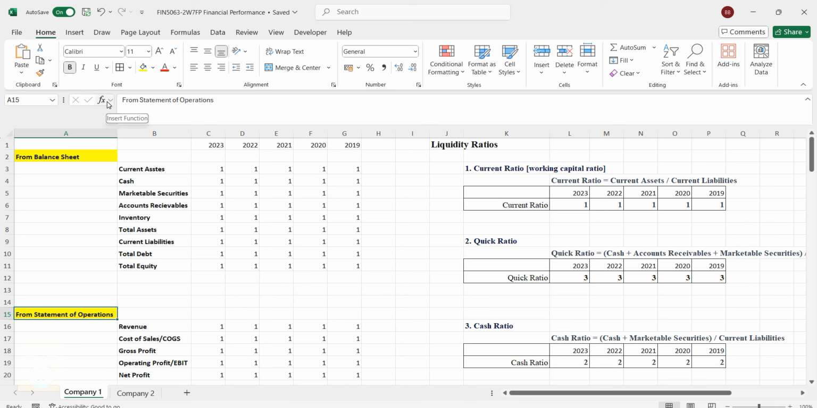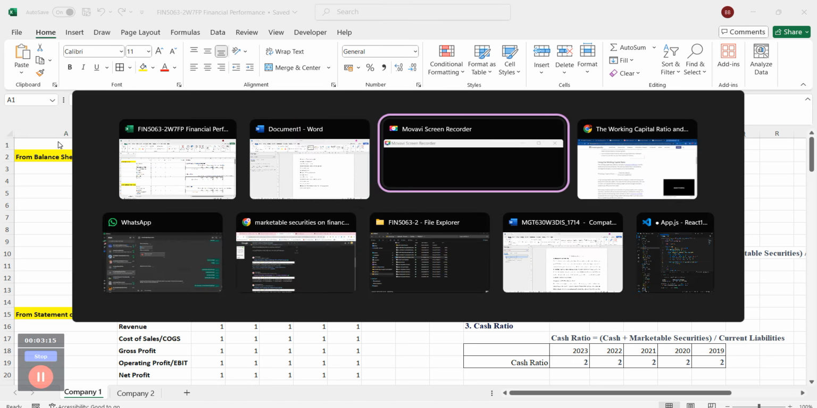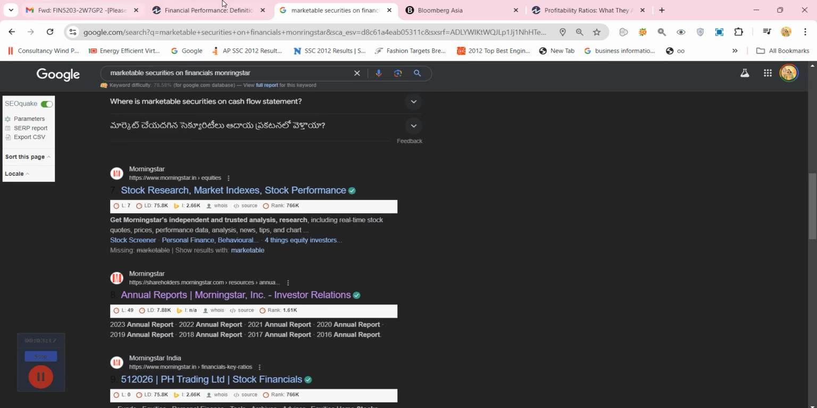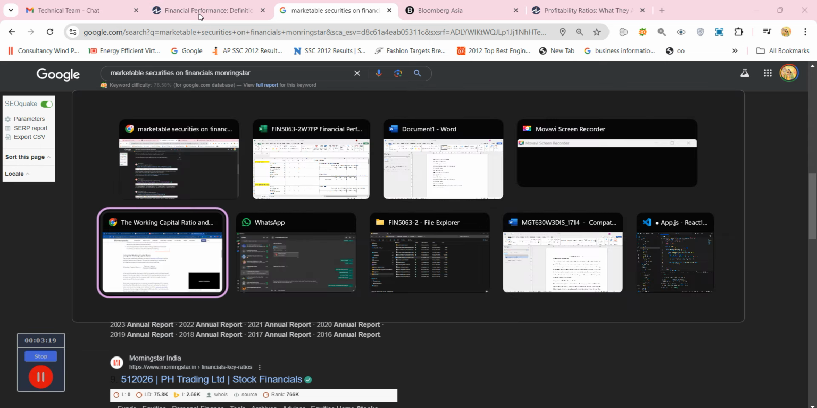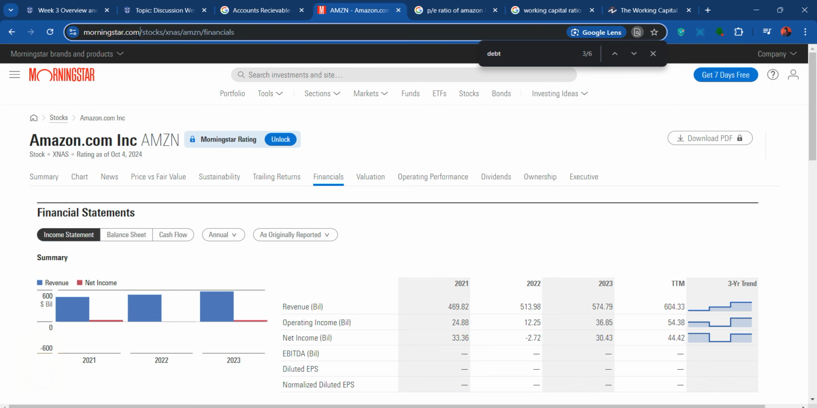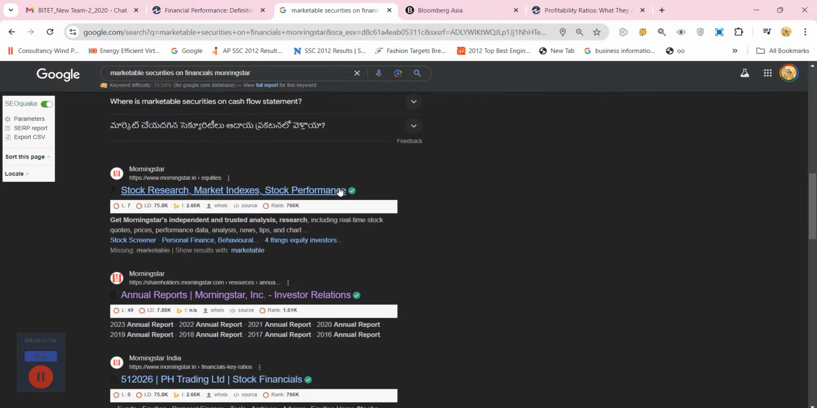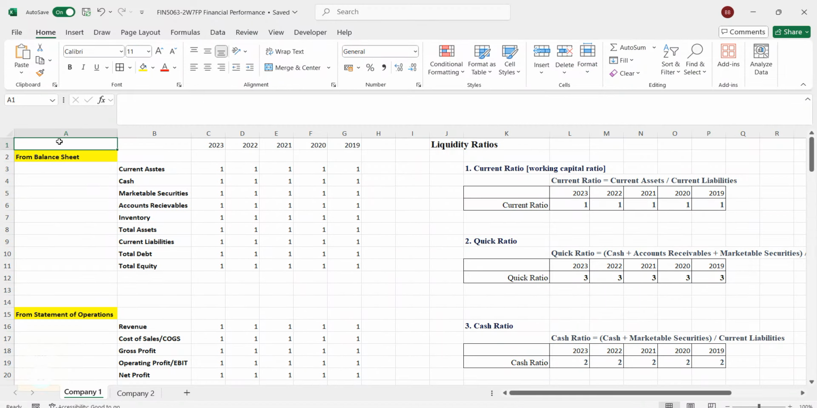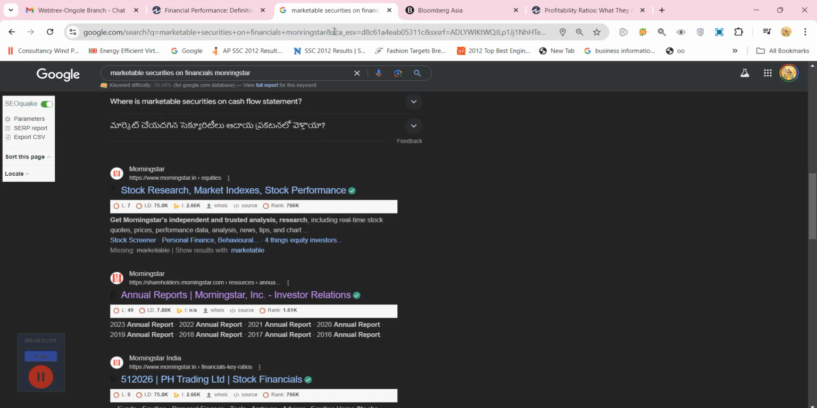The website name is morningstar.com. So I'm mentioning the name of the website here, morningstar.com. I'm pasting it here, and I will also include it in the mail that I have sent you. Just open morningstar.com. So I opened it.